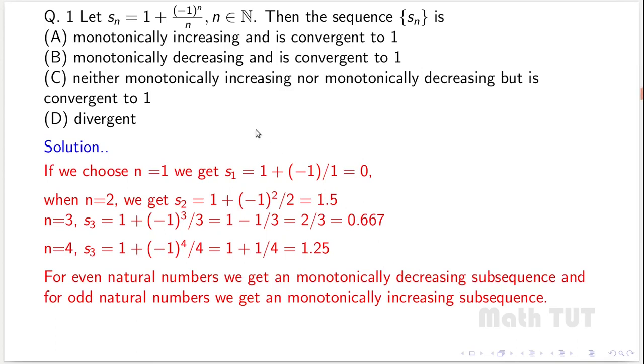Here the first option says the sequence is monotonically increasing and convergent to 1. It is not actually a monotonically increasing sequence, right? It is an oscillating one, so it is not true. In the same way, option B is also not true because it's not monotonically decreasing either. But option C is in fact true because it is neither monotonically increasing nor monotonically decreasing, but it is convergent to 1, because it oscillates on the two sides of 1 and at last converges to 1.